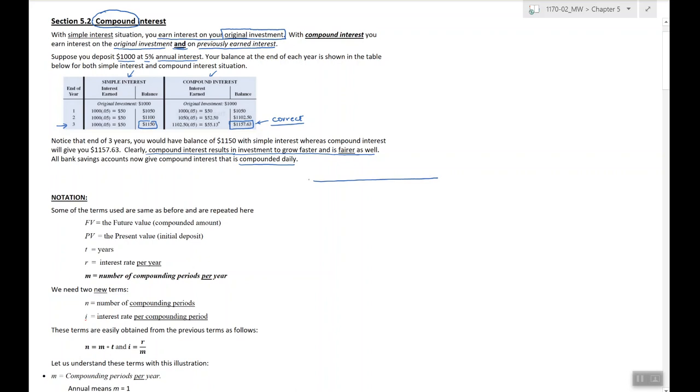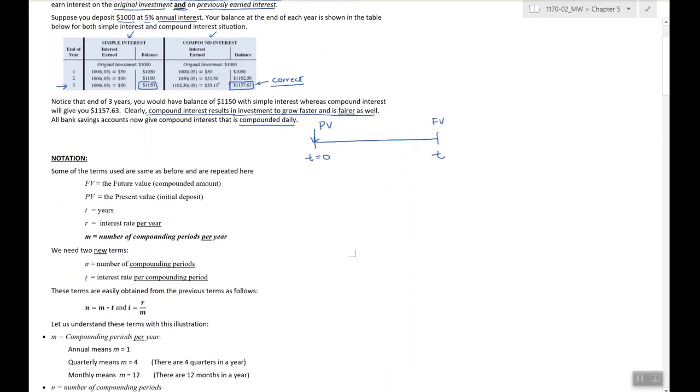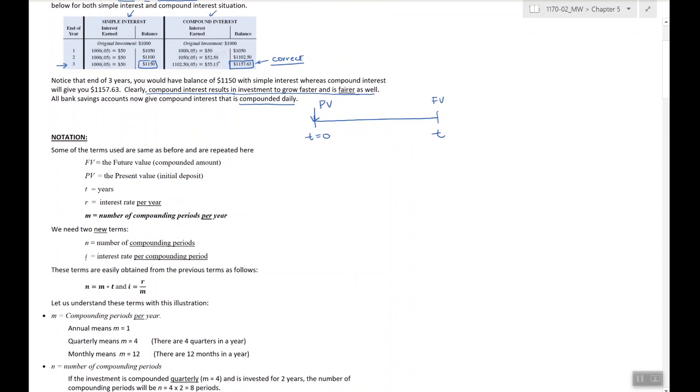So again, let's look at the timeline. So this is t equals 0 and this is a certain time. The amount at this time is called present value and in the future it's called future value. So the notations are sort of similar except for a couple of big differences. So future value is also called the compounded amount. Present value is obviously your initial deposit.